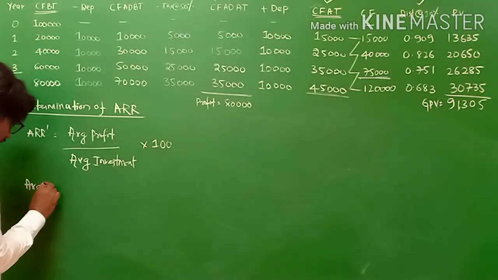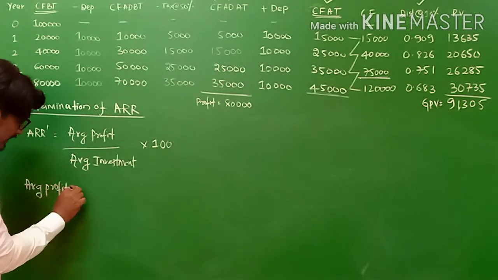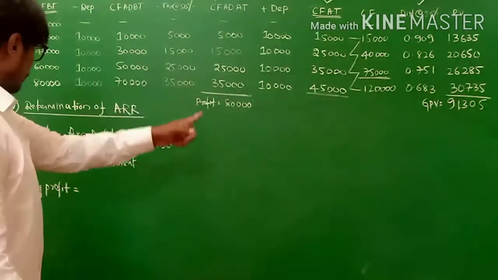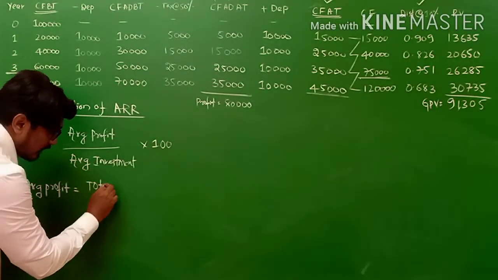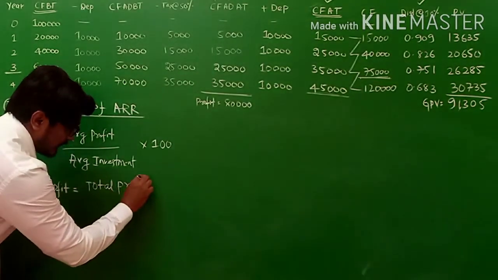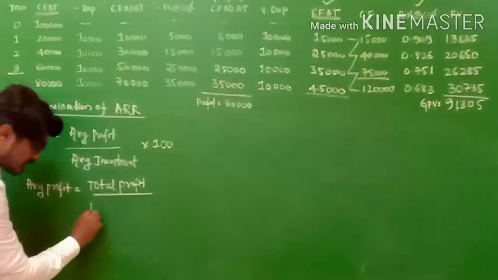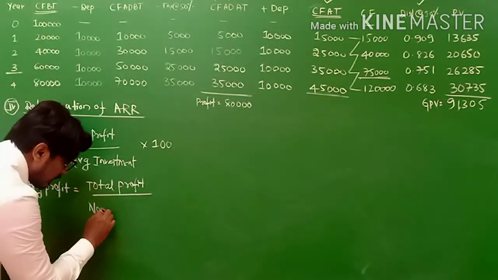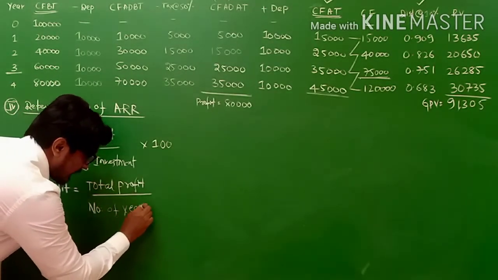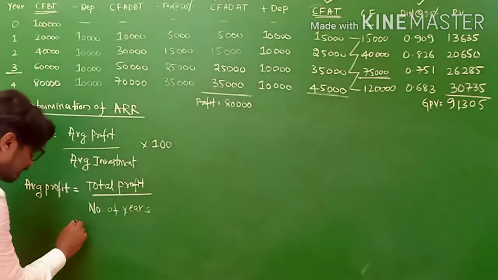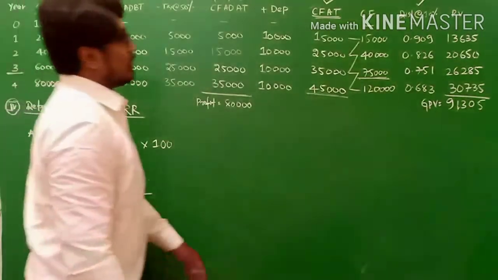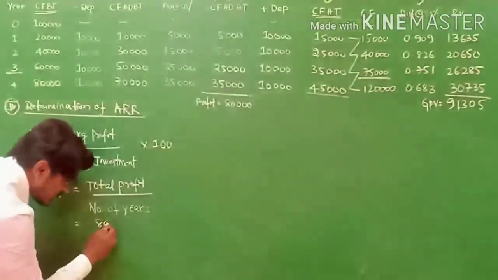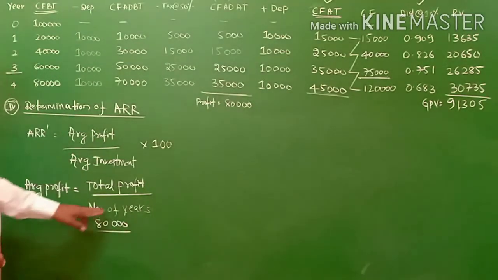So how to find out the average profit? We'll find out the total profit. The formula is: average profit equals total profit divided by number of years. Now, what is the total profit? I already told you the profit is here, and the total profit is 80,000, my friends. So 80,000 divided by number of years.